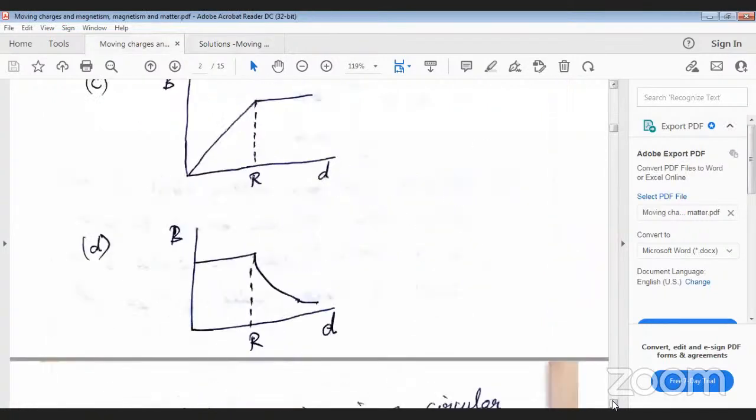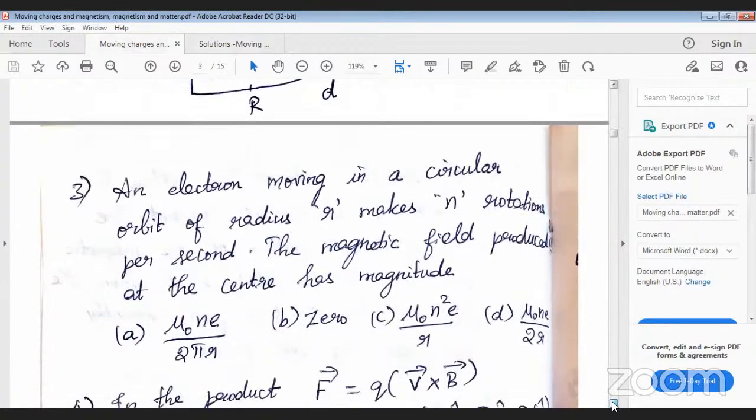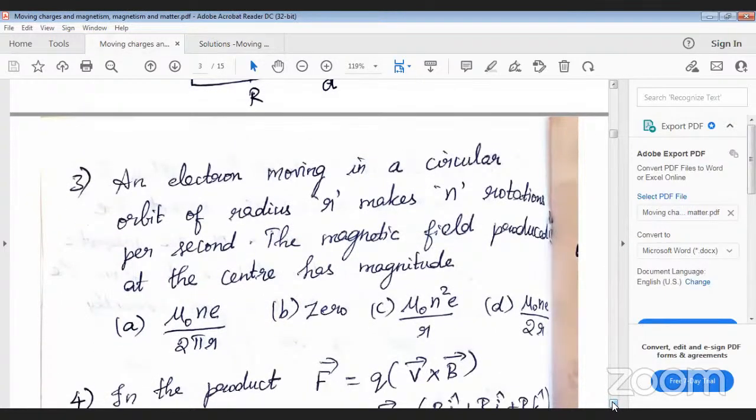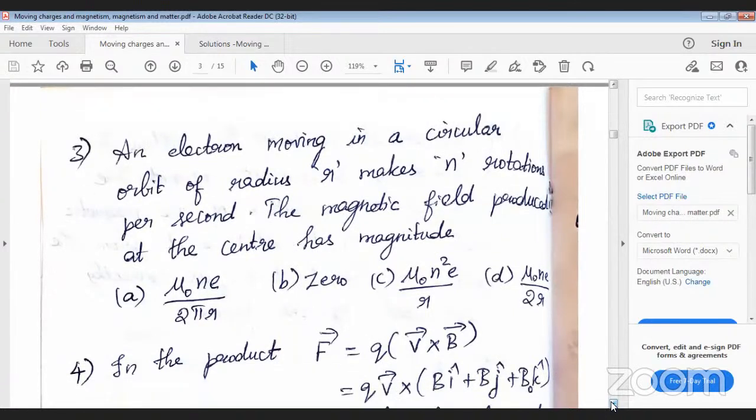Now we shall move on to the third question. An electron moving in a circular orbit of radius r makes n rotations per second. The magnetic field produced at the center has the magnitude. So an electron moving in a circular orbit constitutes some current, because the electron is a charged particle. So when a charged particle is in motion, it constitutes a current, and due to the current you will be getting a magnetic field. So what is the value of the magnetic field produced at the center when your electron moves in a circular path? So that we have to do.